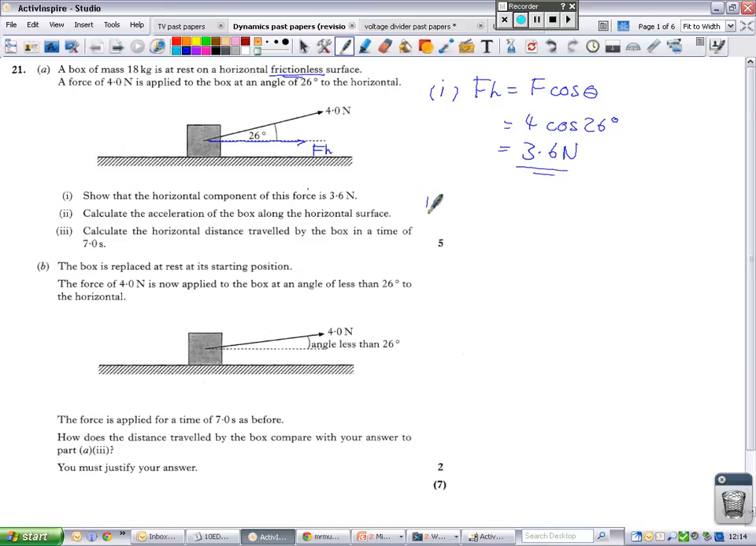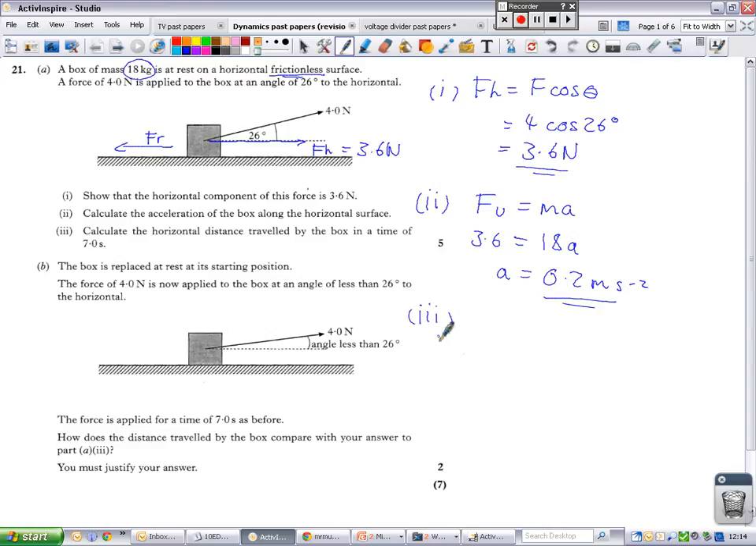Calculate the acceleration of the box along the horizontal surface. So you now know you've got a horizontal force acting this way of 3.6 newtons. You're told in the question that there is no friction here, so the unbalanced force is all in the forwards direction. Your unbalanced force is 3.6 newtons. So that goes into F equals ma, where F is always the unbalanced force. So that's 3.6. Its mass is given as 18 kilograms. So it's 18a. a will be 3.6 divided by 18, which gives 0.2 meters per second squared.